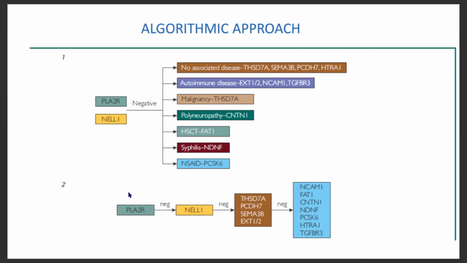THSD7A, this thing. What do you call that? What was FAT1? So this is how we are going. So if the patient has CIDP, I'll put up the contactin 1. So this is how we will approach instead of putting everything together at once. And this will solve a lot of problems going forward. The only thing is that the repertoire has to be available at that particular institute.